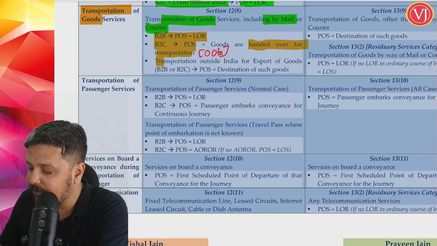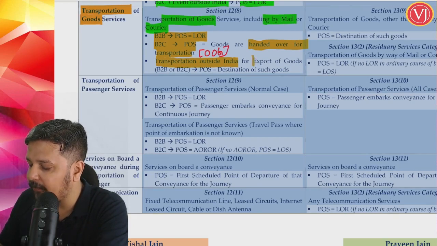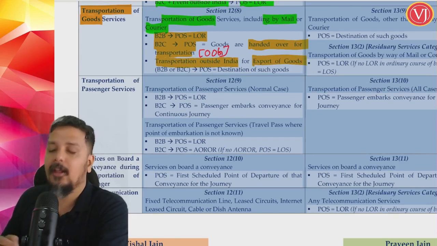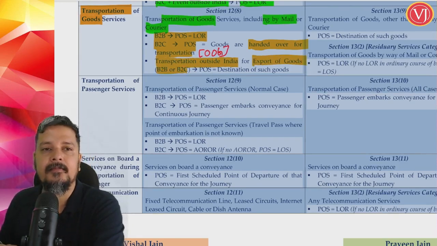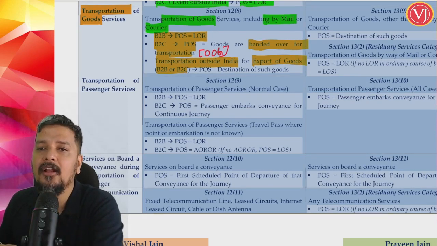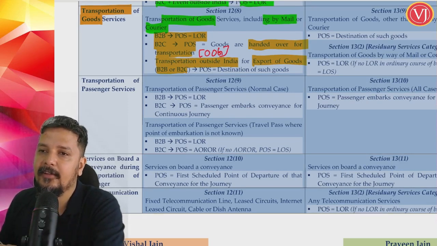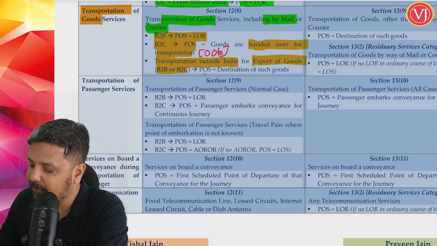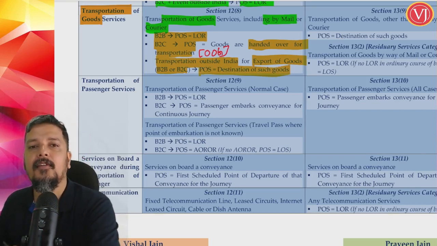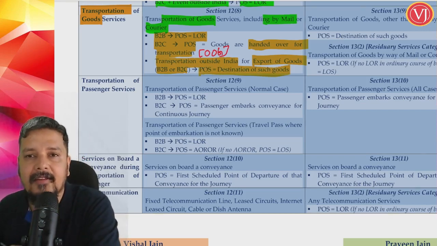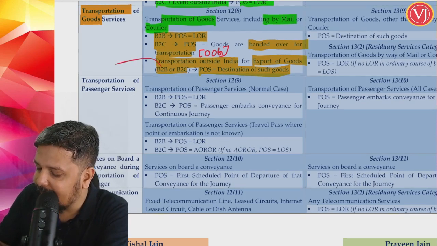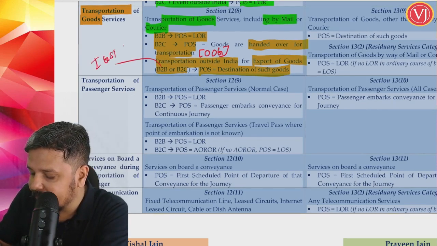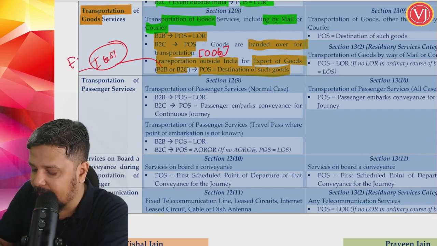If the transportation of goods is outside India for export of goods, whether B2B or B2C, forget whether it is B2B or B2C. In that case, your place of supply is the destination of goods. It does not mean that it is export. This is a transaction which will surely be IGST, but it is not export of services.